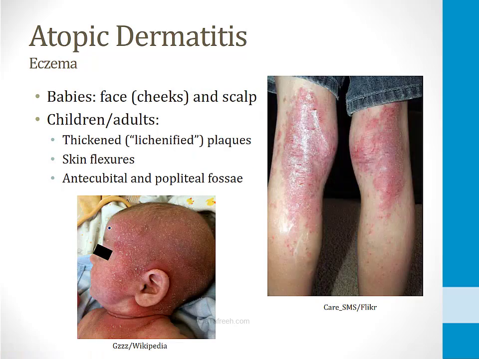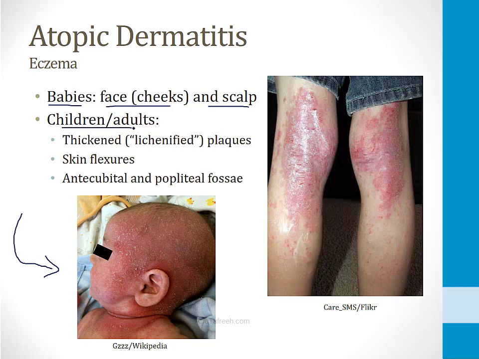So eczema can occur anywhere on the skin, but there are some classic locations. In babies, it classically develops on the face and the cheeks and the scalp. This is a picture on the screen here of a baby with eczema. You can see that there's redness all over the temples and the scalp. In addition, there is flaking of the skin.